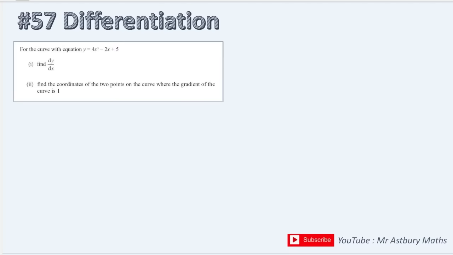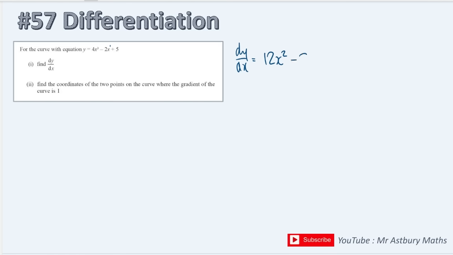Okay, here's a question where I need to apply some of that knowledge. First off, I need to differentiate. So dy by dx is equal to 3 times 4 is 12. Drop the power down, x squared. That's 2 to the 1. So 1 times 2 is just 2.